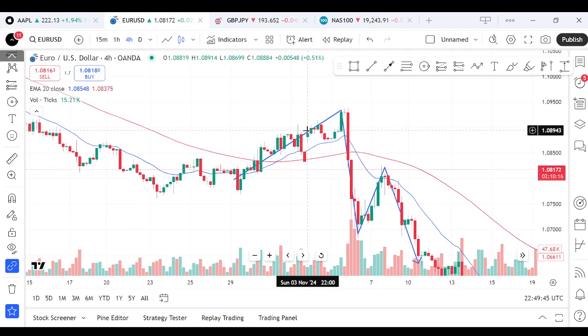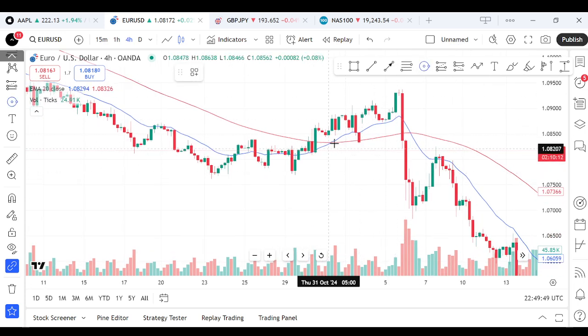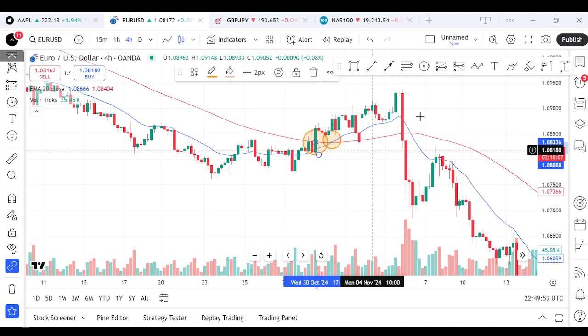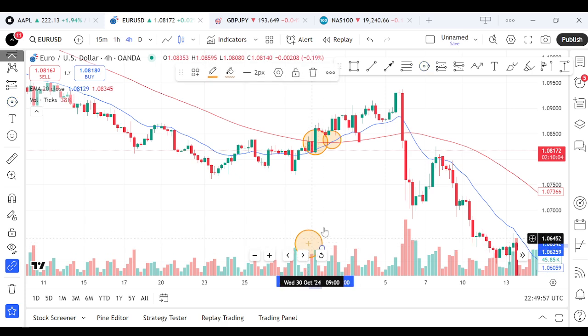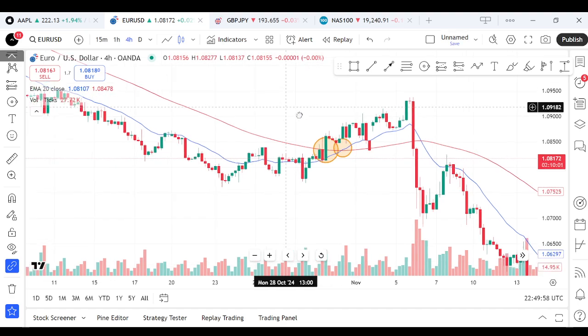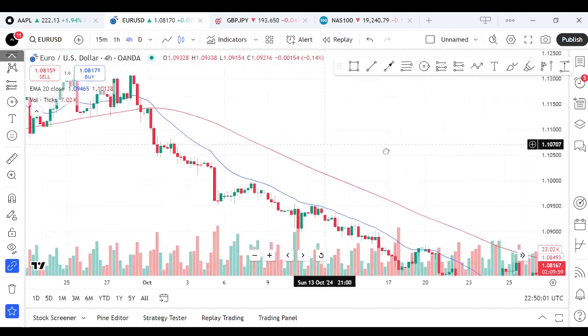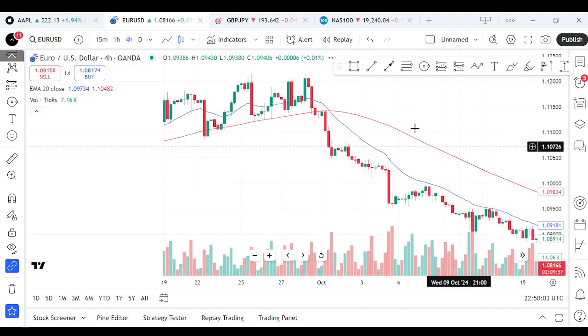You can see that we actually had a crossover here and a breakout to the upside, but we didn't have any significant volume spike here. So that shows that we shouldn't be looking to take any buy trades. We should always wait for the volume to confirm our breakouts before taking any trades.